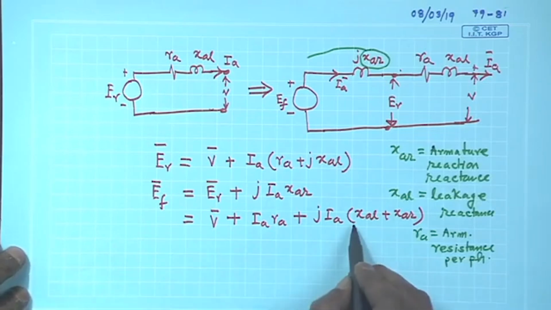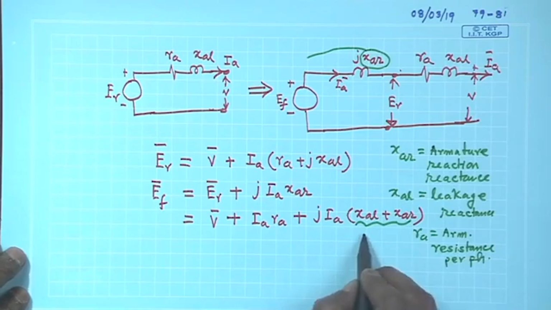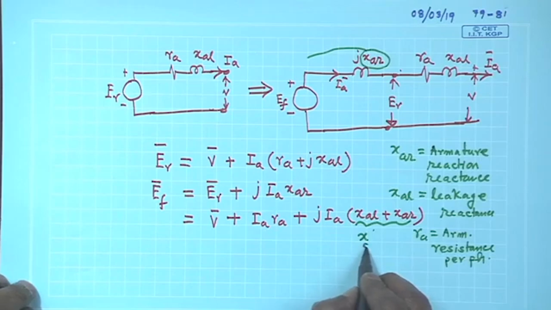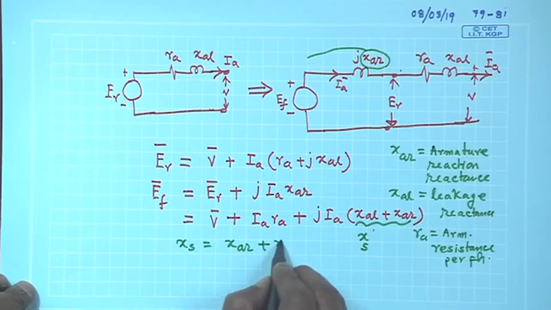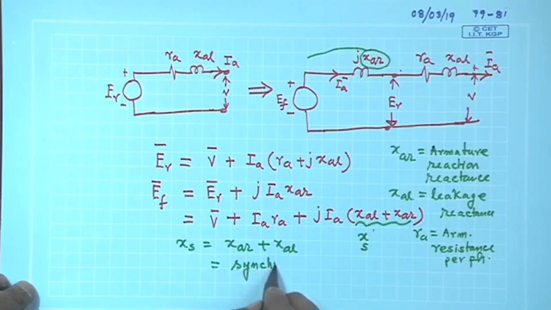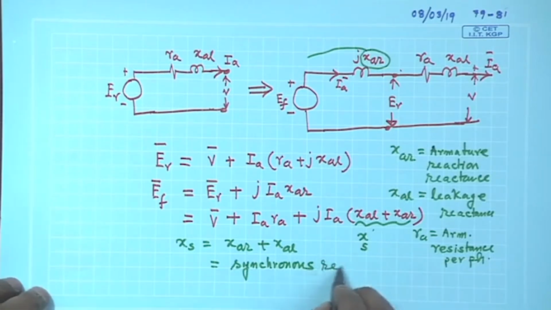And these two together is given a name, it can be considered to be a single reactance, and it is written as XS, X suffix S, and XS, which is equal to XAR plus leakage reactance, is called the synchronous reactance. A very important reactance. Whenever people talk about synchronous machine, they will ask what is the armature resistance per phase, what is the synchronous reactance per phase.